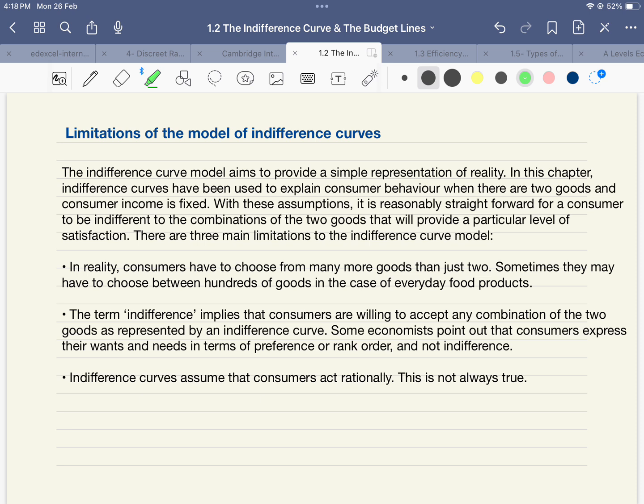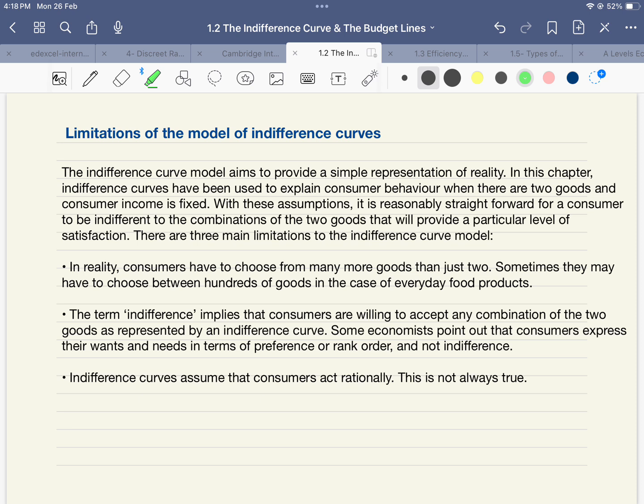Indifference curve model aims to provide a simple representation of the reality and can be used to predict consumer behavior when only two goods are involved and the income of consumer is fixed. With these assumptions, it's reasonably straightforward for a consumer to be indifferent to the combination of the given two goods that will provide a particular level of satisfaction.